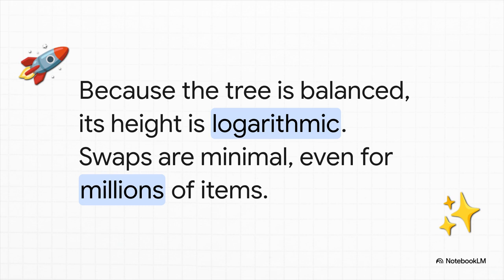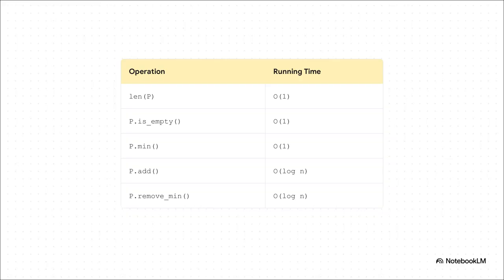If you have 1,000,000 items in your heap and then you double it to 2,000,000, the number of swaps you need to do only increases by 1. That's it. It is incredibly, incredibly efficient. So let's look at the final scorecard. Finding the most important item? Instant. It's always right there at the top.